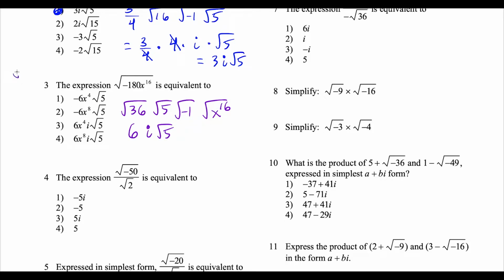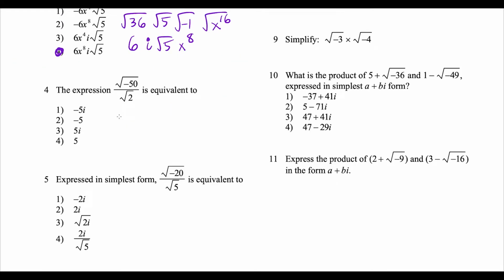Just know the square root of x to the 16, we could write as a rational exponent. That's x to the 16 over 2, because this is a square root. So now we just simplify that. 16 divided by 2 is 8. So our final answer here is 6x to the 8 i radical 5. That's going to be choice 4.